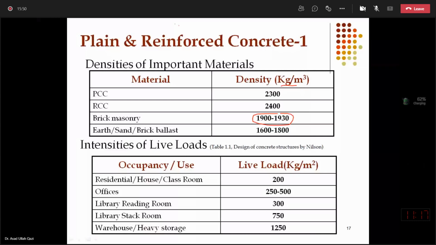Offices, proposed live load ranges from 250 to 500 depending upon heavily loaded offices. Reading rooms 300, and heaviest here is the warehouses, godowns where there is heavy storage, and it increases to 1250 kg per meter square. So in this summary of occupancy load, heaviest is warehouse and relatively lightest is classroom or residential apartments or house.